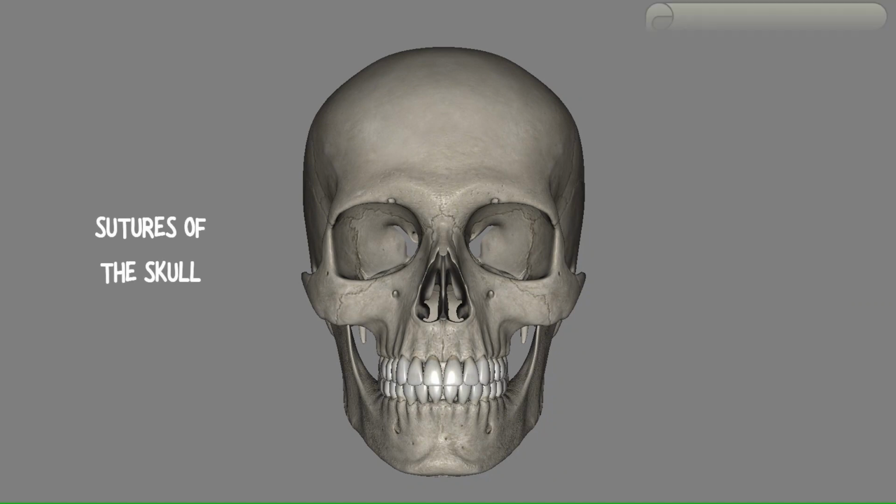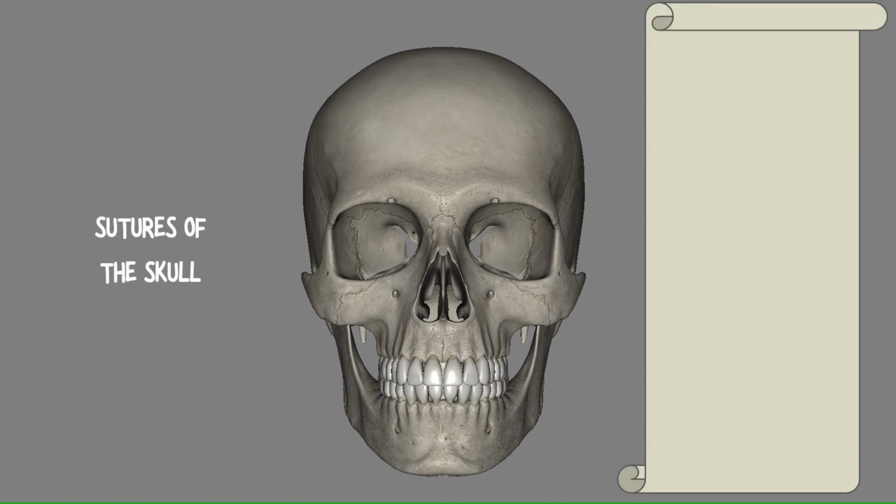The sutures of the skull are fibrous joints that connect the bones of the skull. In a frontal view, we can see the metopic suture, also known as the frontal suture. It is a vertical fibrous joint that divides the two halves of the frontal bone and is present in the newborn. The glabella is the smooth midline bony prominence between the supraciliary arches of the frontal bone.